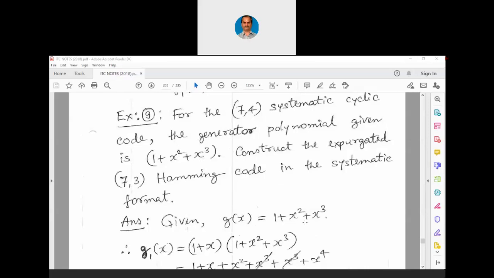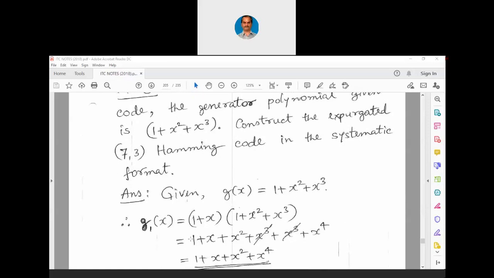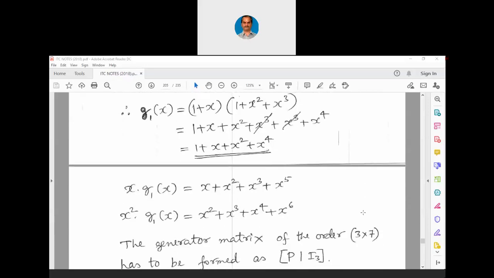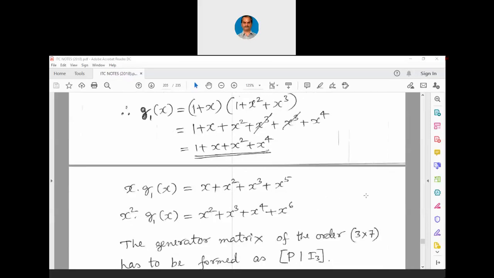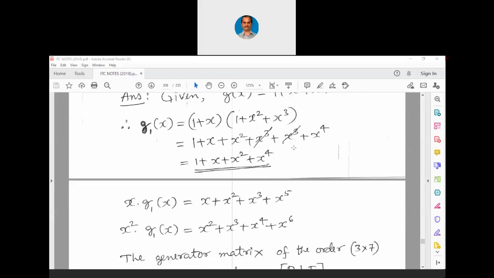Now given g of x is 1 plus x square plus x cube, g1 of x is g of x multiplied by 1 plus x. So g1 of x is 1 plus x into 1 plus x square plus x cube. We get 1 plus x square plus x power 4. Now this is g1 of x. Now let us find out x into g1 of x and x squared into g1 of x. We obtain these. Now we have the generator polynomial.